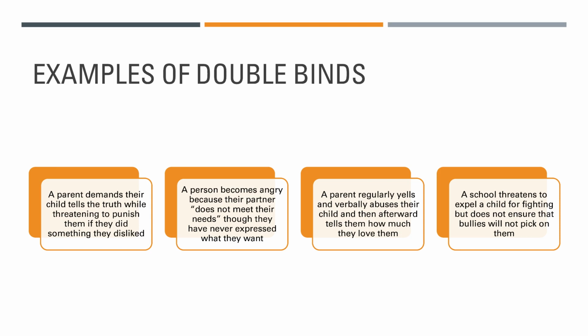Number two, a person becomes angry because their partner does not meet their needs, though they've never expressed what they want. When questioned, they say, I don't want my partner to do something because I asked them to, but because they love me. The double bind appears to be meet my needs or else, even though I'm not going to tell you what they are.